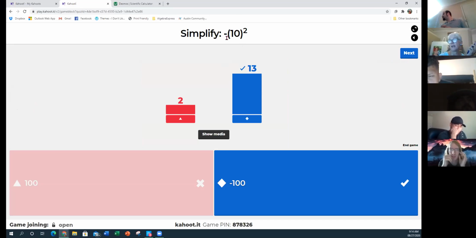If the negative is on the outside of the parentheses, then that means that the square only applies to the 10 and not the negative. So the only time the negative is going to be squared is if it's on the inside of the parentheses.